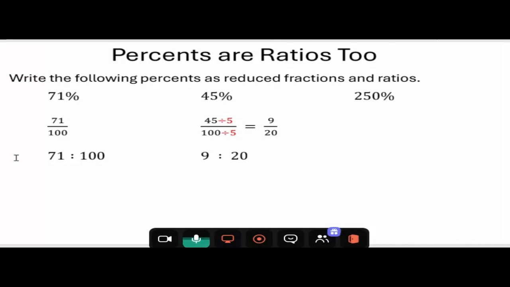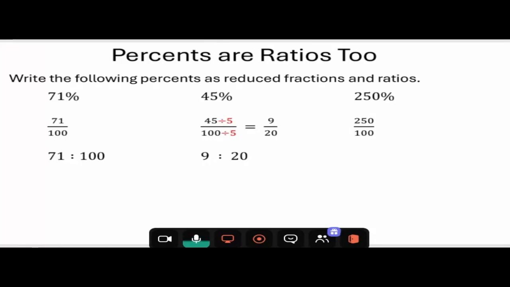And what we're thinking here is kind of like the part to the whole, and we'll get to that not today, but in, I think, the next day's lessons. 45% out of 100 is the same as 9 out of every 20. Is the way you can think about that.